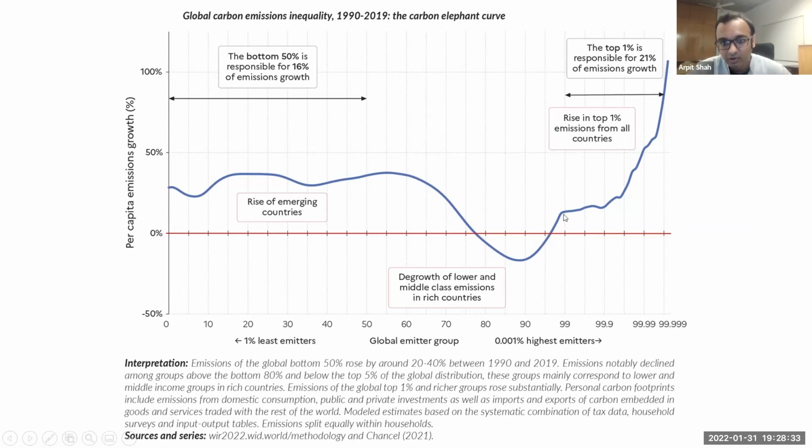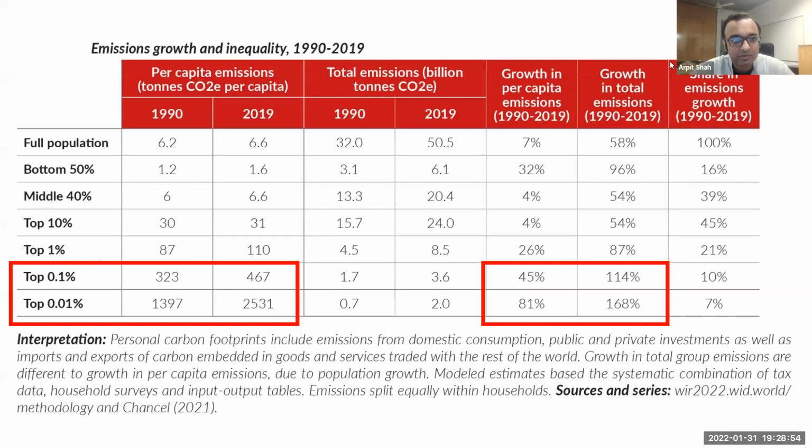But it's also important to note that if you go beyond the 99th percentile, emissions again rise, and they rise rapidly. So the top 1% is responsible for 21% of all emissions growth. At the extreme level, which is the top 0.01%, you can see that emissions are rising at an extreme level. Again, this table shows the same numbers. The top 0.01% were already emitting 1,400 tons per capita in 1990. It's gone to 2,500 tons now, and their increase in emissions is much higher than even the bottom 50%. And the bottom 50% is where you would ideally want increases to happen, because these people need to come into the development net.